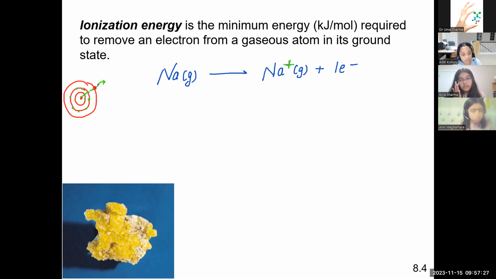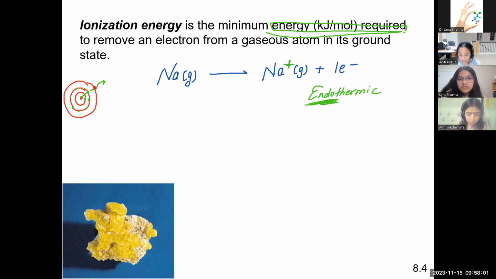So is this process endothermic or exothermic? I was asking Aditi, is the process endothermic or exothermic? Endothermic. Why? Because energy is needed, energy is added.